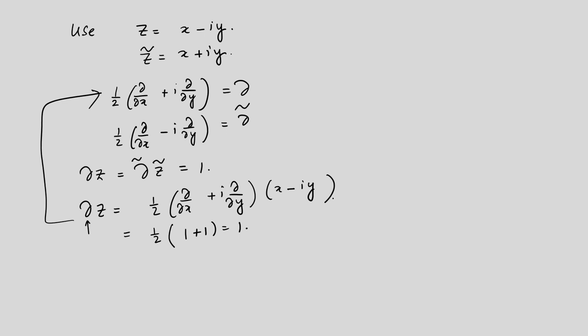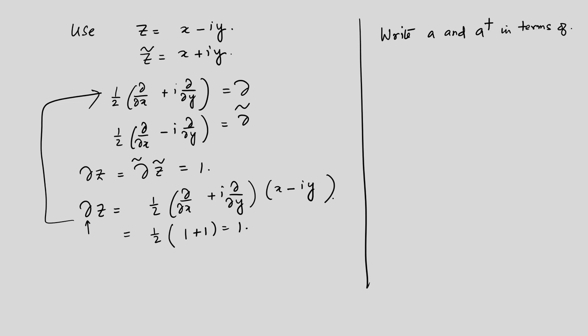Okay, so in fact, now these a and a dagger, we'll write a and a dagger in terms of the coordinates z. I'm using this inside quotes because x and y are definitely coordinates. So z is a coordinate which is a combination of x and y, but now in the complex plane, because it is x plus i y or x minus i y.